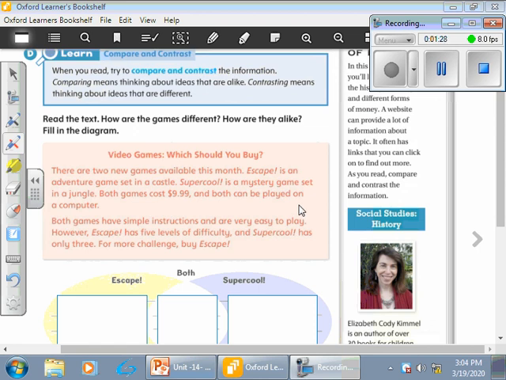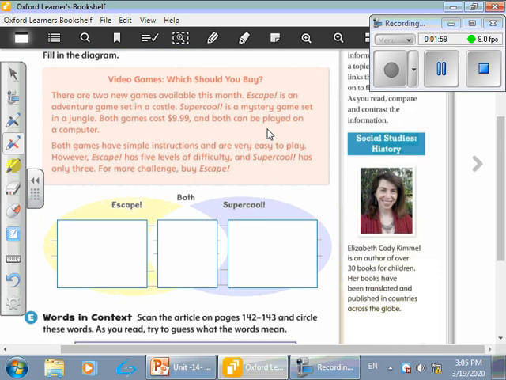Video games. Which should you buy? There are two new games available this month. Escape Game is an adventure game set in a castle. Super Cool is a mystery game set in a jungle. Both games cost $9.99 and both can be played on a computer. Both games have simple instructions and are very easy to play. However, Escape has 5 levels of difficulty and Super Cool has only 3. For more challenge, buy Escape.